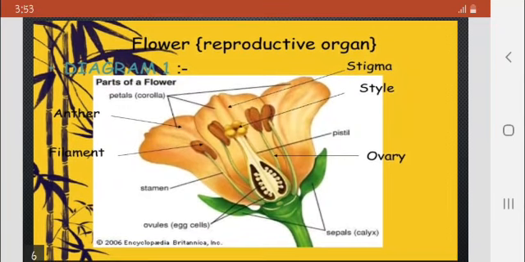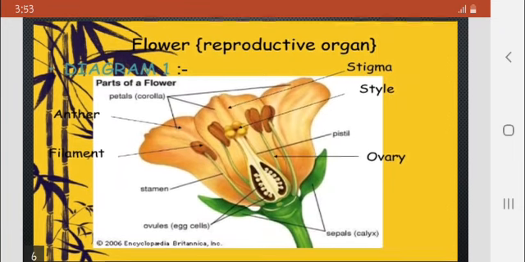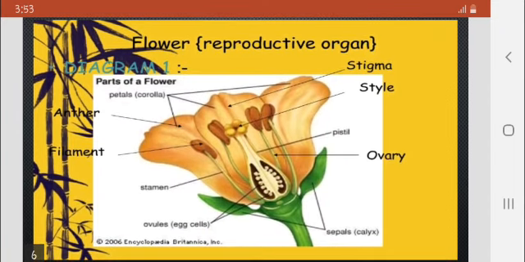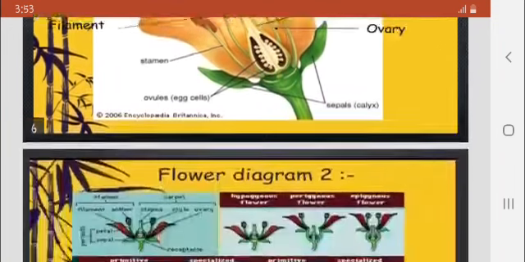Flower has four main whorls. First is sepal. They are green in color, and the group of sepal is known as calyx. After that, there are colorful petals are present, and these group of petals are known as corolla. The male part of the flower is called stamen, and stamen has two parts, anther and filament. And the female part is called carpel, and it has three main parts: stigma, style, and ovary.